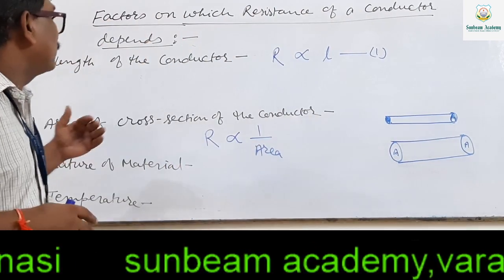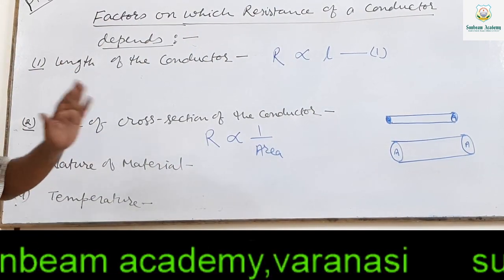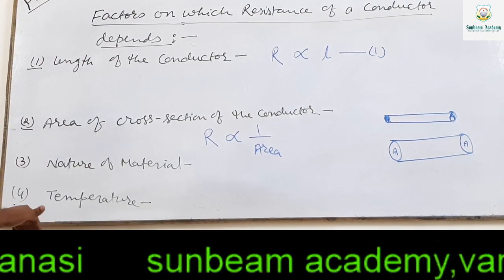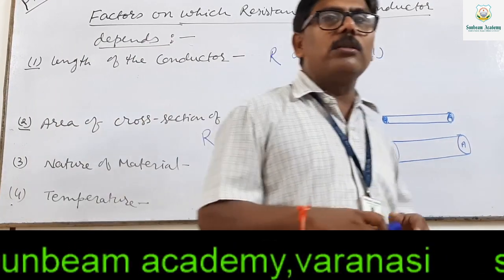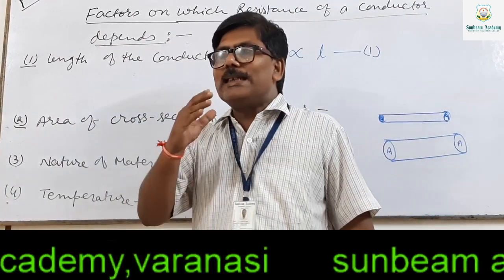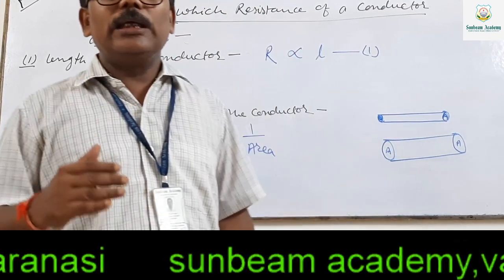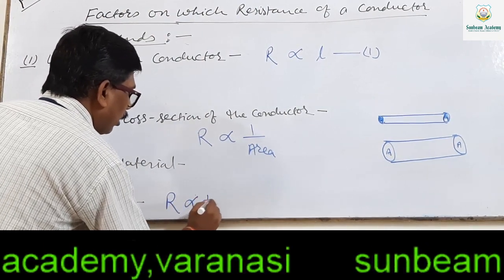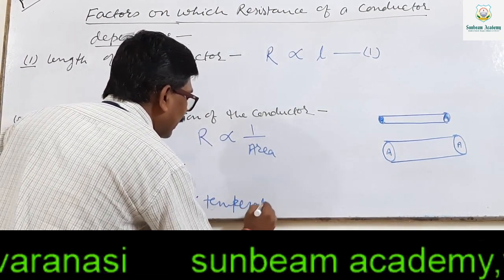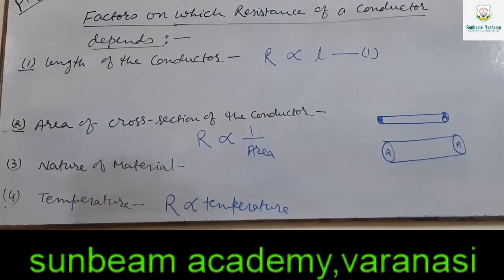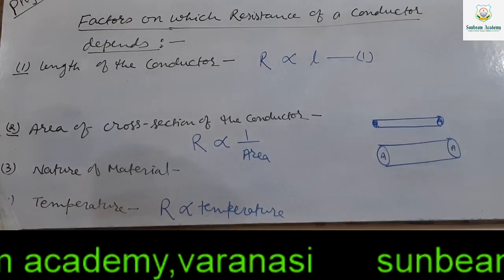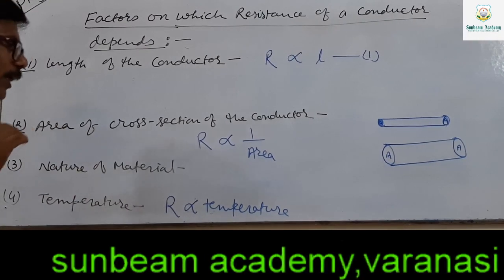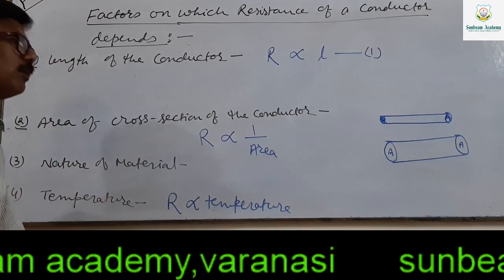So the resistance of the conductor also depends upon the nature of the material. Now temperature. How does the resistance of the conductor depend upon the temperature? The resistance of the conductor is directly proportional to the temperature of the conductor. Greater the temperature, more the resistance. Less the temperature, less resistance is there.